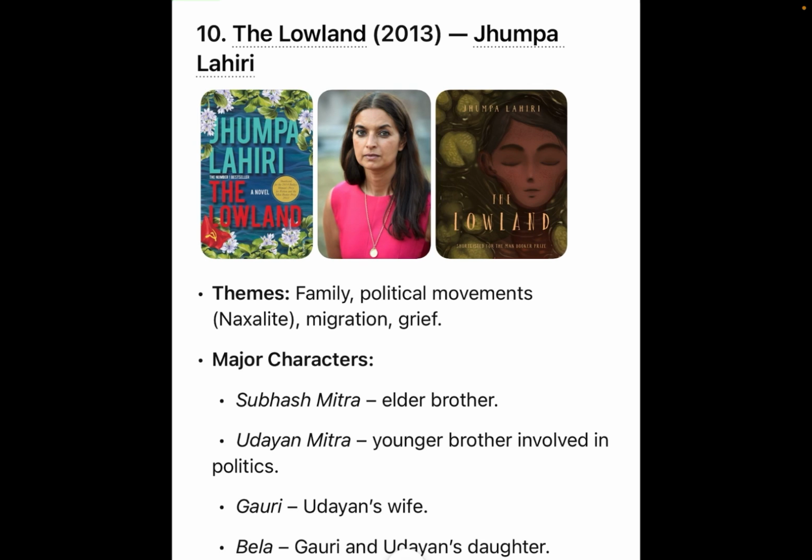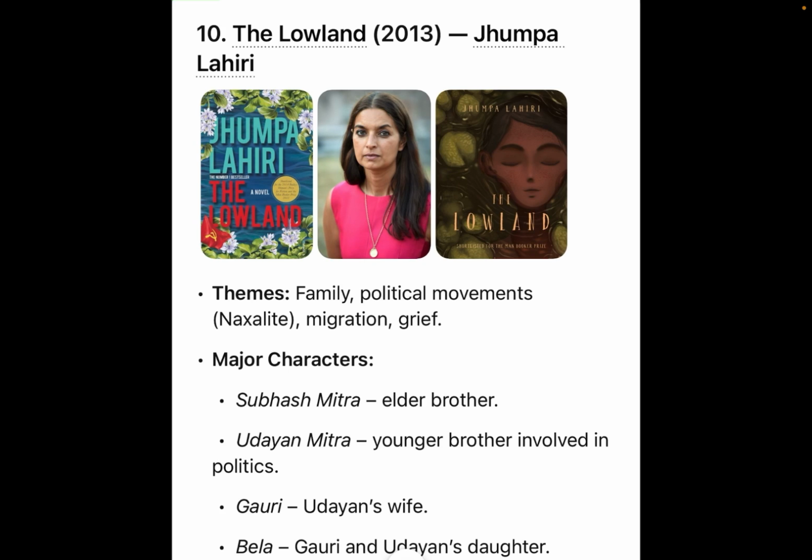So The Lowland is a novel written by Jhumpa Lahiri. She is a diasporic writer. It was published in the year 2013, and then the work talks about the political movement. It talks about the Naxalite movement. It talks about migration. It talks about the grief of people. It explores the relationship of family through characters like Subhash Mitra, who is the elder brother.